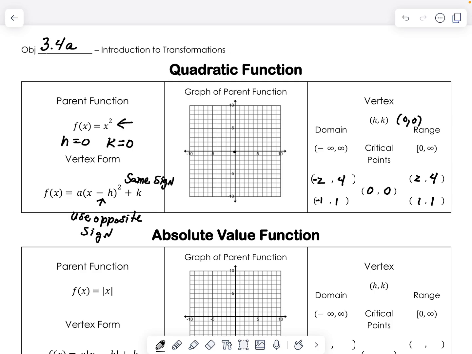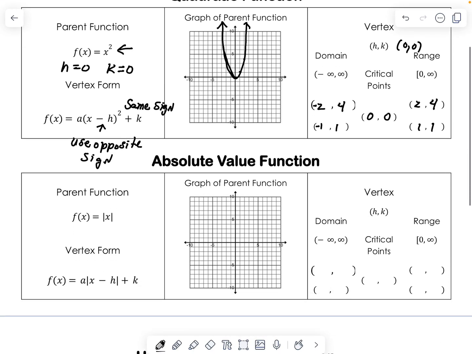And then we can go and graph them. I know that both -1 and 1 are at 1, so right here. And I know that -2 and 2 are at 4, so here and here. And then I can go ahead and draw my graph, just like that. I want to make sure it looks like a U. Okay? All right, so there's my parent function.